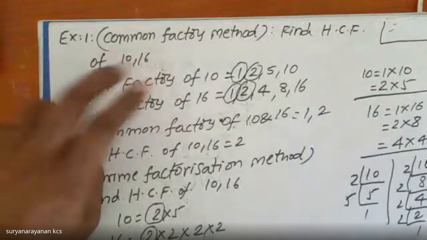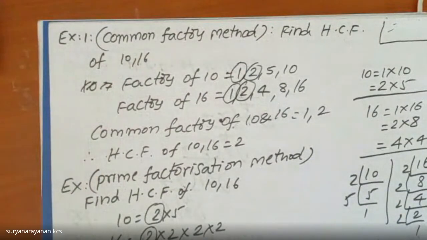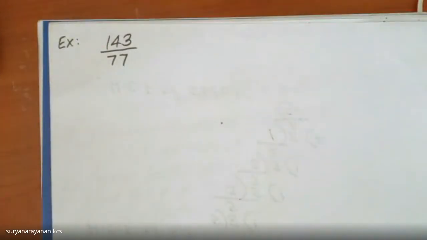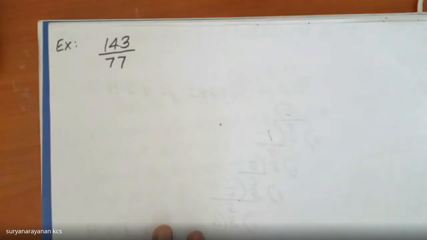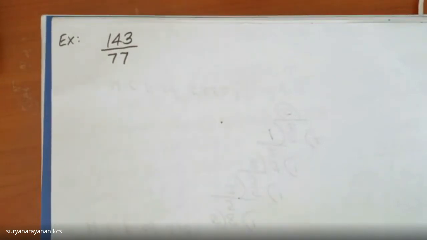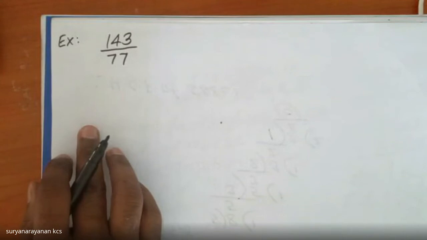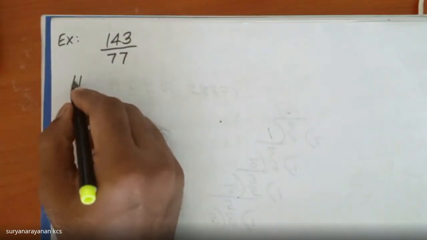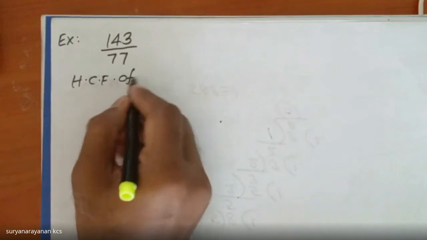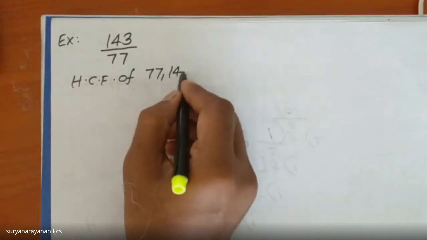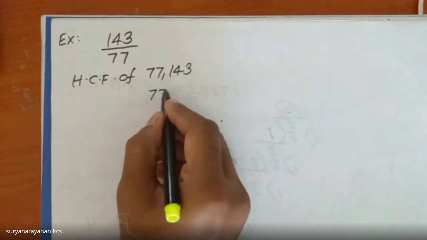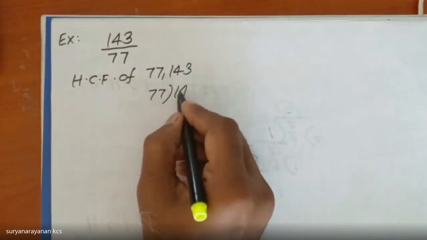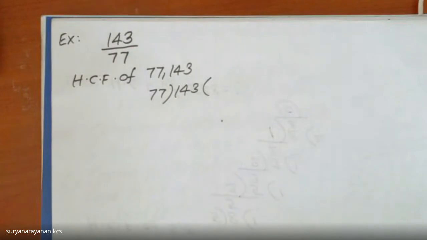This is the common factors method. This is the prime factorization method. Which method? Division? In my experience, the division method is the easiest method to find HCF. Okay, so let us find the HCF of 77 and 143. Here the smaller number is 77 and the bigger number is 143.